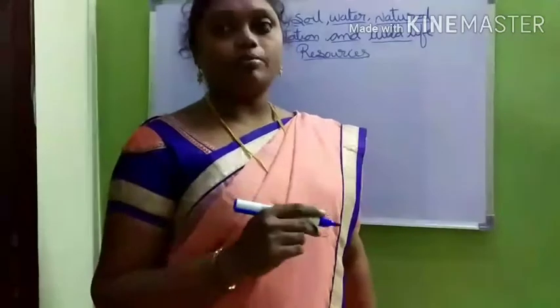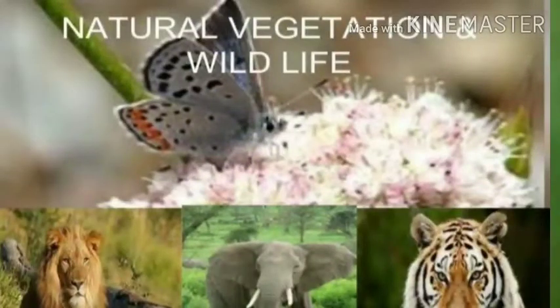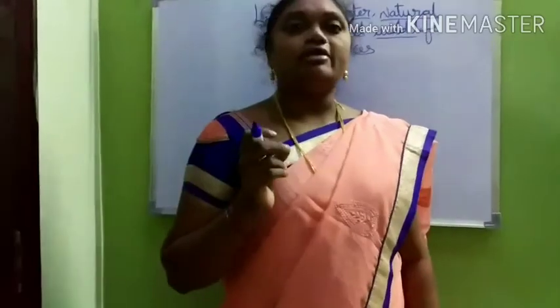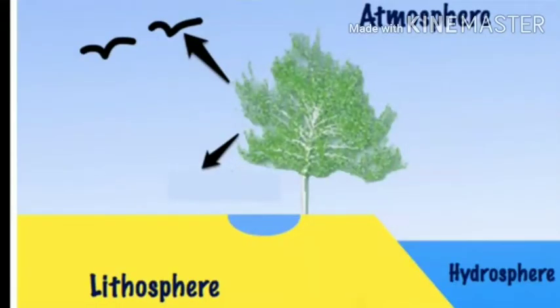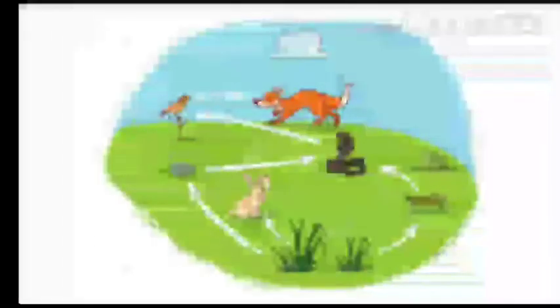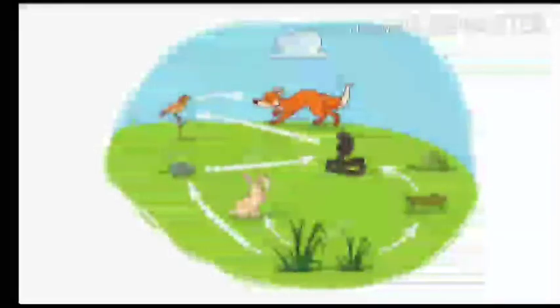The last topic is natural vegetation and wildlife. What is it? Natural vegetation and wildlife exist in the narrow zone of contact between the lithosphere, hydrosphere and atmosphere, which we call the biosphere. When the lithosphere, hydrosphere and atmosphere interact with each other to support life, it is called the biosphere.